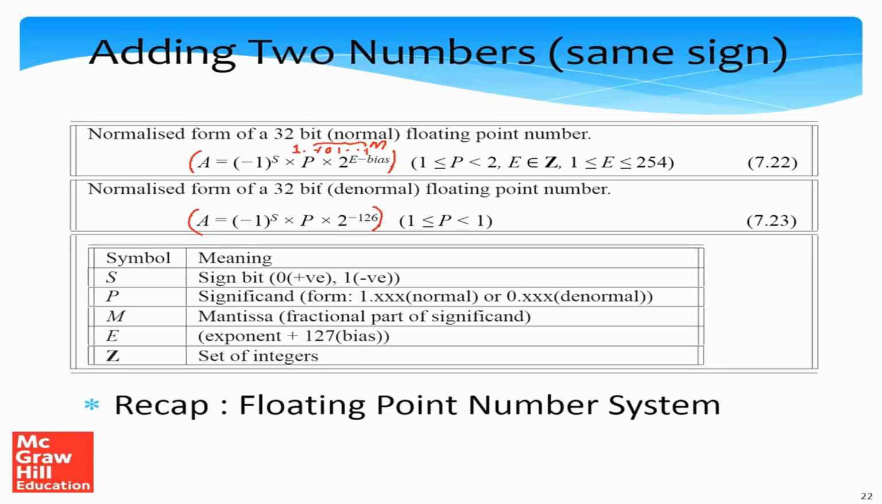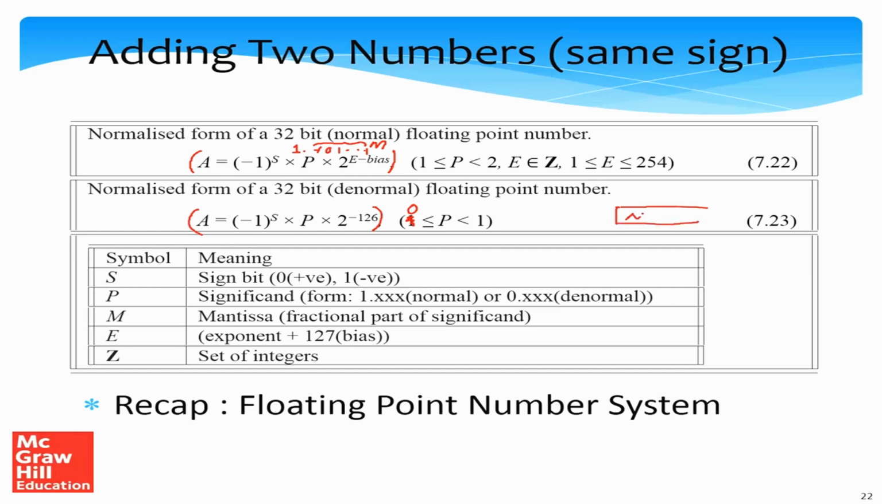It's a number of the form as shown here. There's a small error in this slide. Instead of 1, it should be 0. So 0 is less than or equal to p is less than 1. As we can see, that is just where the range of normal numbers ends.